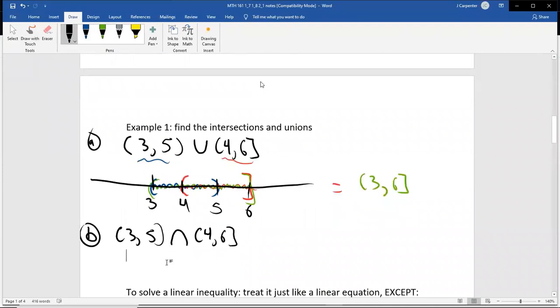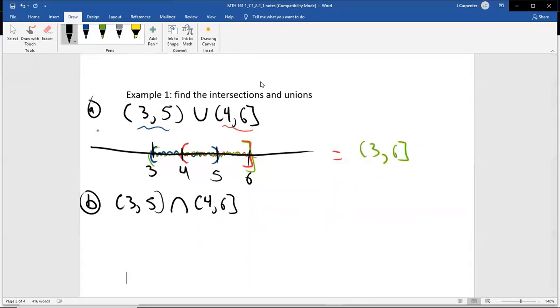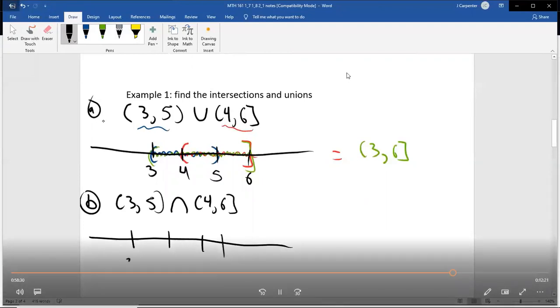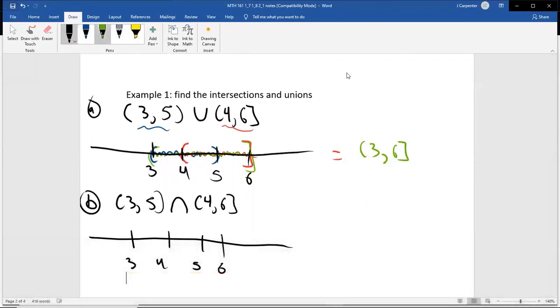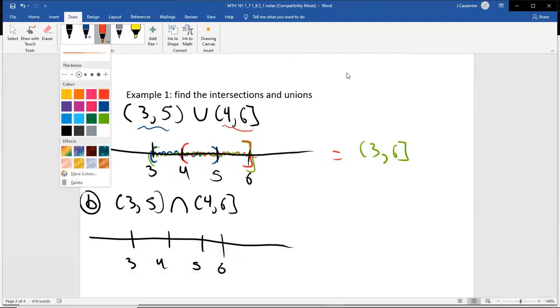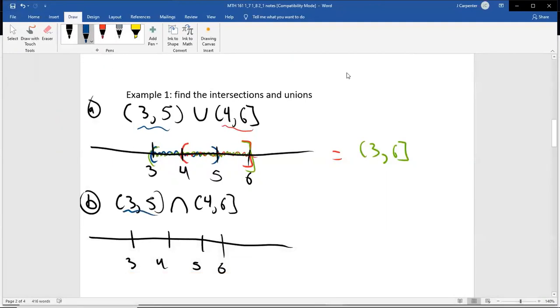All right, so once again, let's number line. I think I'm only gonna have time to do one of these, by the way, so an A and a B. 3, 4, 5, 6. Don't worry about my infrequent spacing or uneven spacing. Red. So in blue, we'll do the 3, 5 again, which is exactly the same. In red, we'll do the 4, 6 again, which is exactly the same.